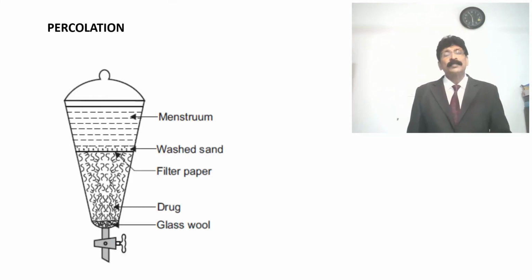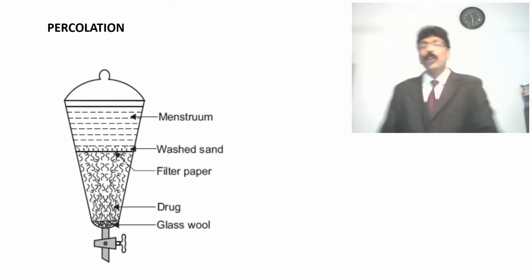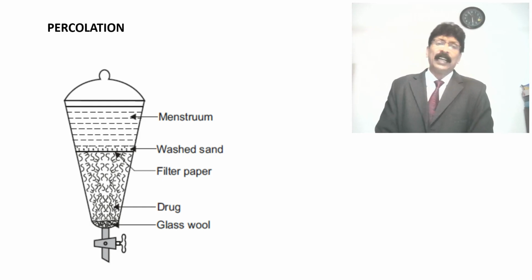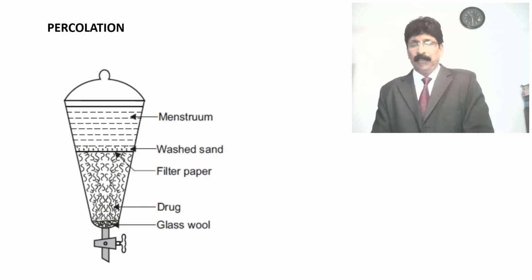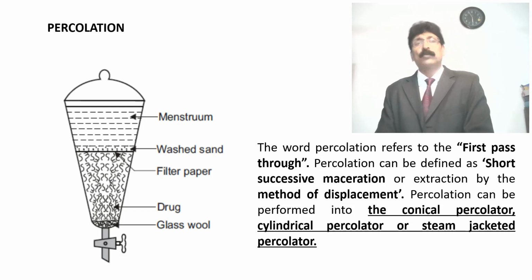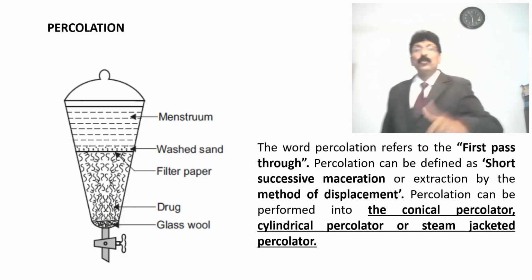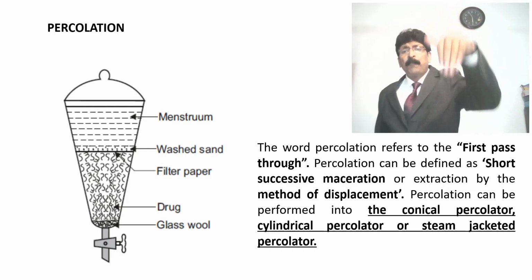Percolation. Immediately you should know about this picture: the menstruum, how the filter paper is packed, the drug, and here the glass wool, with a tape. Percolation means passing through. The word percolation refers to the solvent or menstruum passing through.